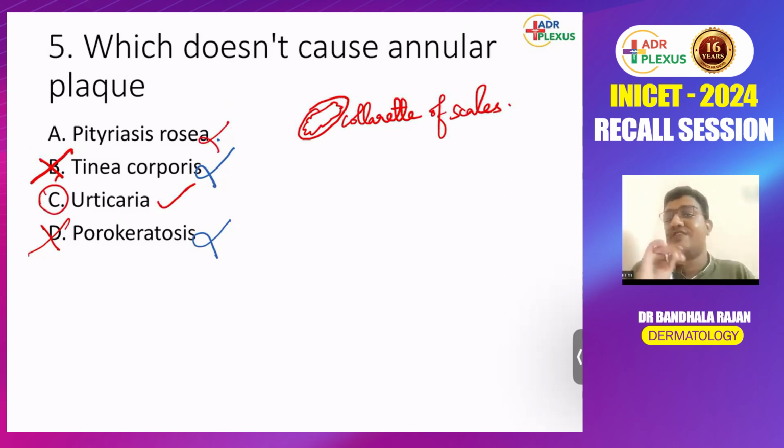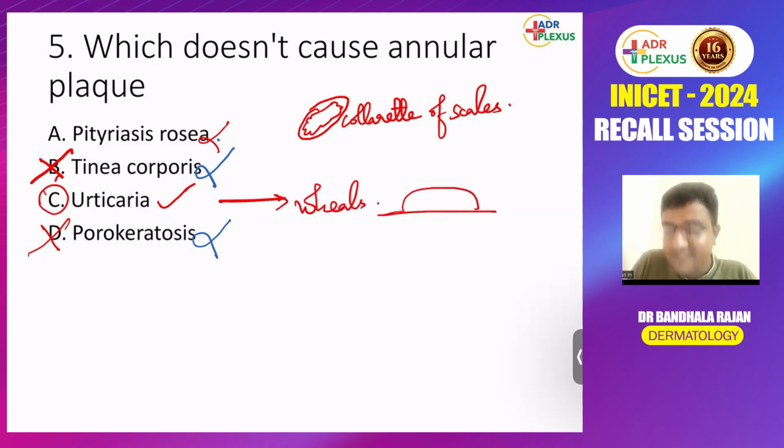But the answer for this question is based on their key only, because it is very, very difficult to predict, because all four can lead to annular lesions. But best out of all should be urticaria, because urticaria commonly presents like wheals, which are entirely elevated lesions with a purely orange appearance.